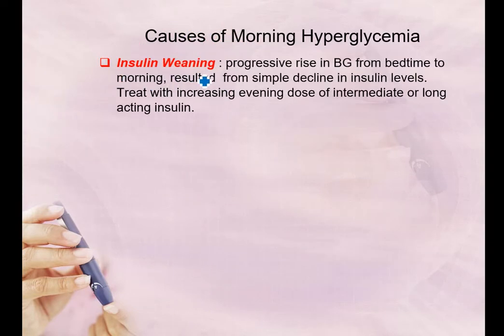Causes of the morning hyperglycemia. Insulin waning: a progressive rise in the blood glucose from bedtime to the morning, a steady rise in the blood glucose resulting from a simple decline in the insulin level. In this case, we treat the patient by increasing the evening dose of the intermediate or long-acting insulin.